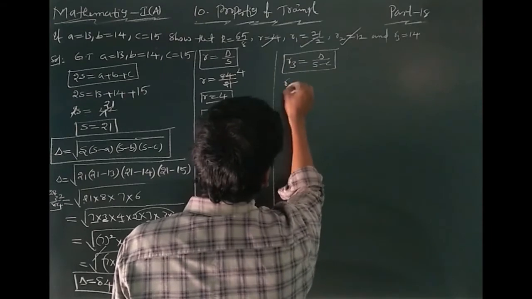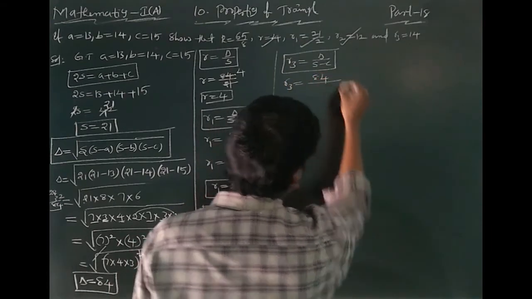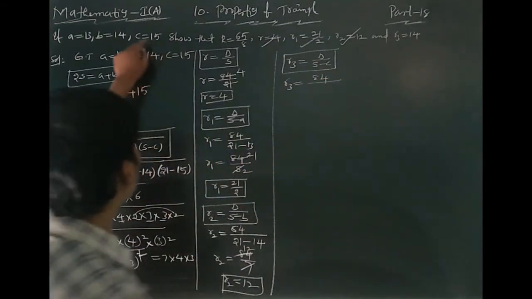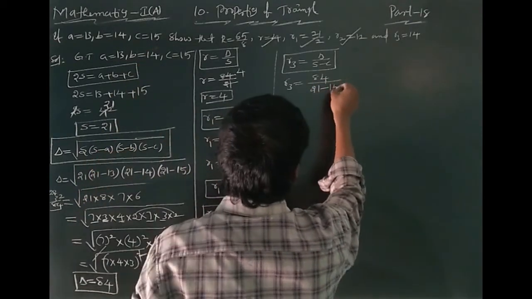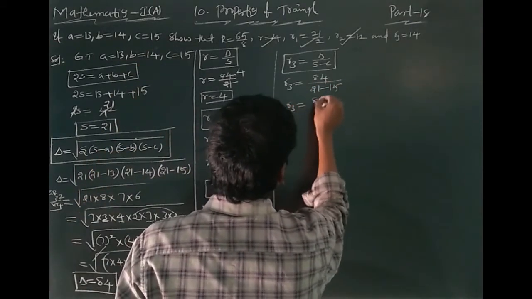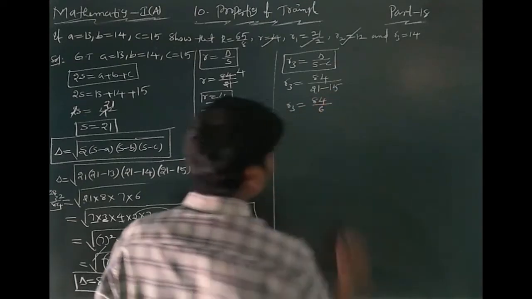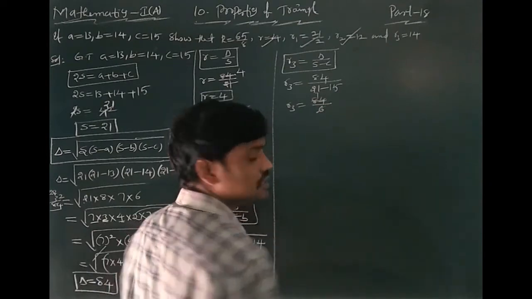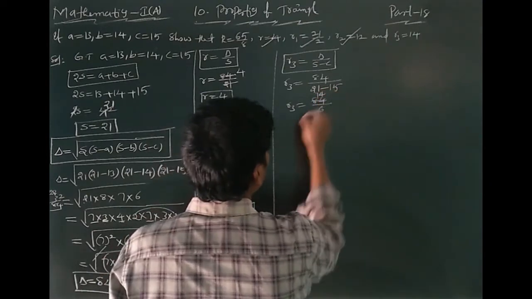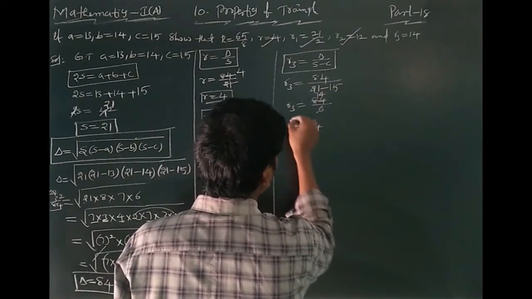In this formula, r3 equals delta by s minus c. Delta value is 84, s value is 21, and c value is 15. So r3 equals 84 by (21 minus 15), which is 84 by 6. 6 ones are 6, remaining 24, 6 fours are 24, so you get the r3 value as 14.